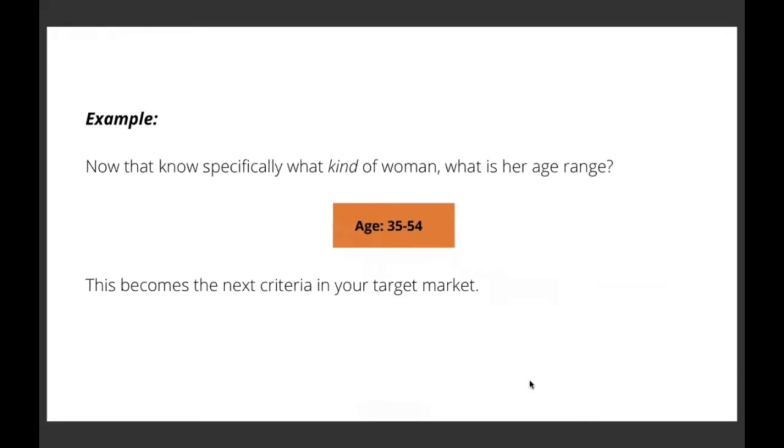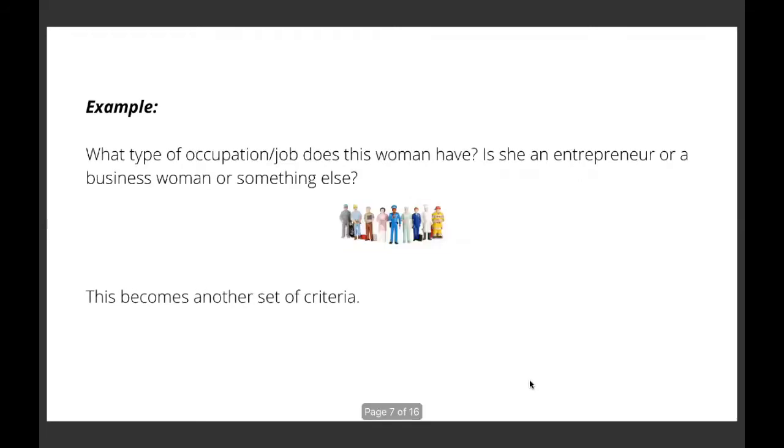Here's another example. Once you know what kind of woman it is, what would be her age range? Is your product going to be better suited for younger women? Would it be targeted for women that are mothers? Would it be targeted towards career women? You get my point. Women that are in corporate jobs or something like that. So you want to get an age range of the type of woman that you are trying to reach. Once you know that information, you can go on to the next set of criteria. And you're going to build on each one of these as we go along. So make sure that you are taking notes or jotting this down, whatever you need.